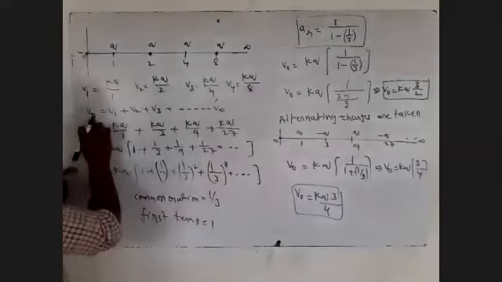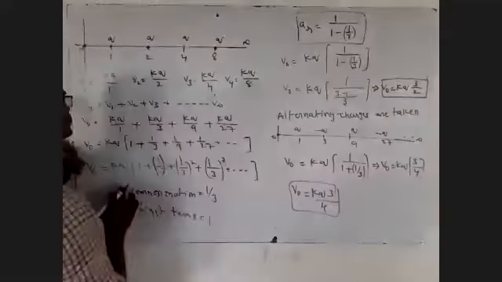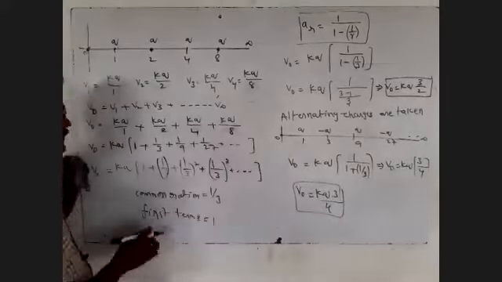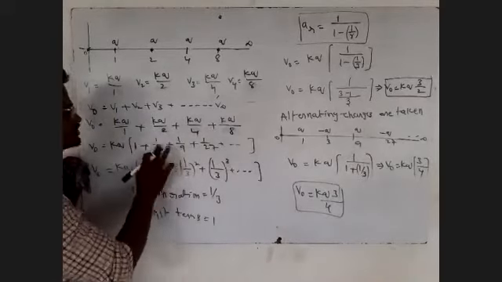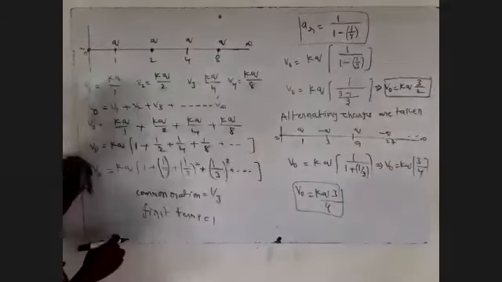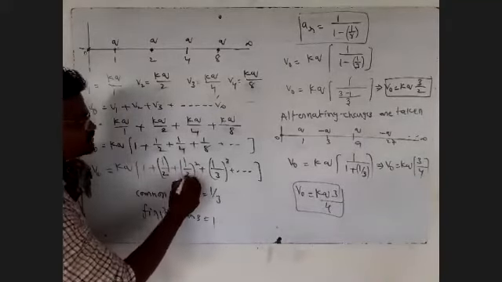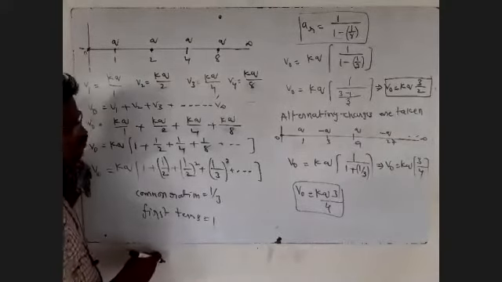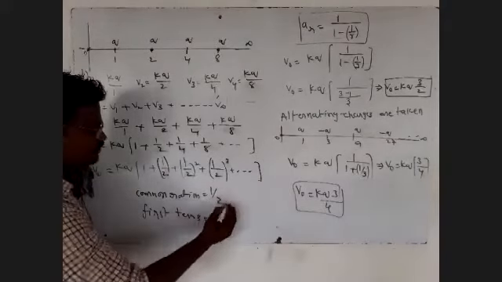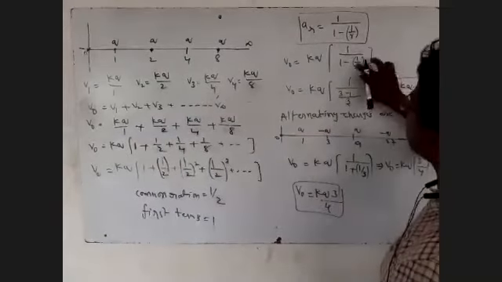So this is the total electric potential at O point. This is V1 plus V2 and so on to infinity. So this is 1, 2, 4, 8, so 1 plus 1 by 2, 1 by 4, 1 by 8. I'm writing 1 by 2 whole square, 1 by 2 whole cube. So the common ratio is 1 by 2, and the first term is 1.